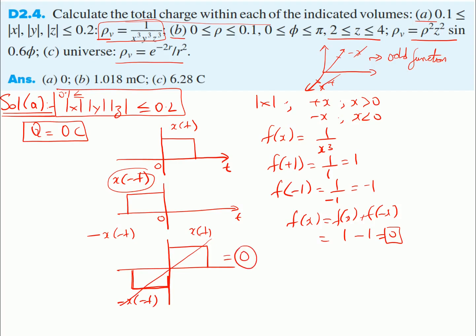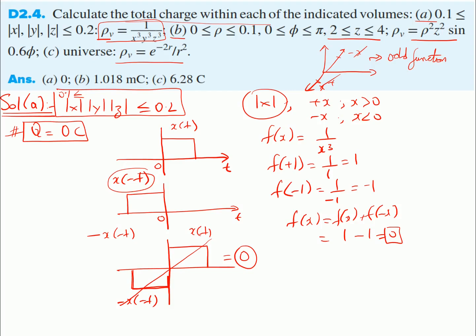It is 0. So this is the same thing that has happened over here, that whenever we have an absolute value, the charge comes out to be 0 because the charges in the space cancel the effect of each other. So this is the answer to the first part. We don't need to solve it.